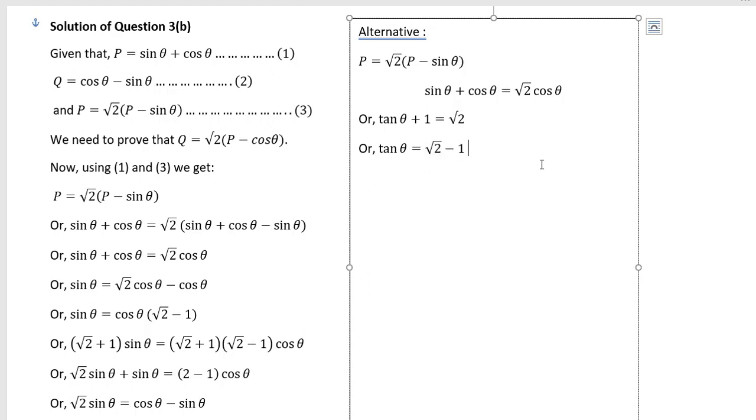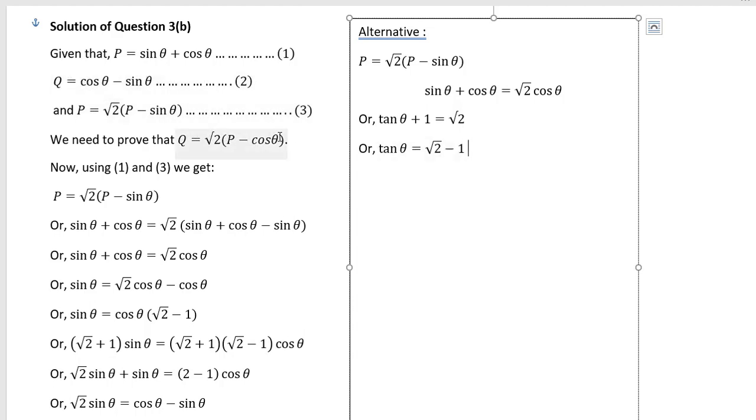Now why have I converted this equation into tan theta form? Because you can see that here we have two terms, sin theta and cos theta, and here we have two terms, sin theta and cos theta, at the q. We have in p, in equation 3, only sin theta and cos theta, and what to prove? Q is equal to root 2 into p minus cos theta, which is q equal to root 2 sin theta, and there is also cos theta minus sin theta equal to root 2 sin theta.